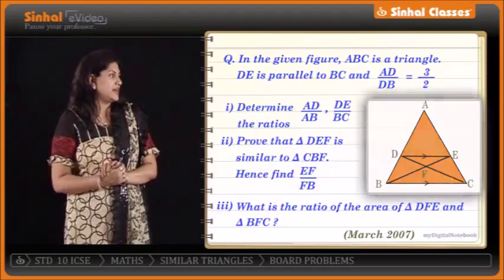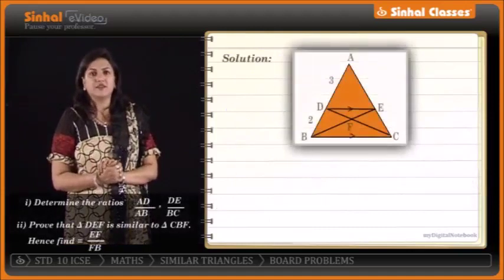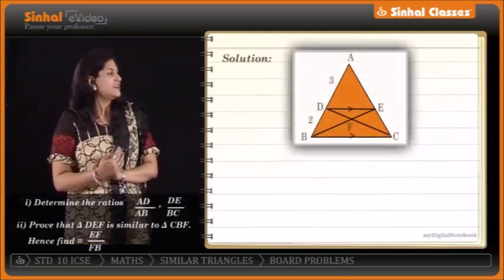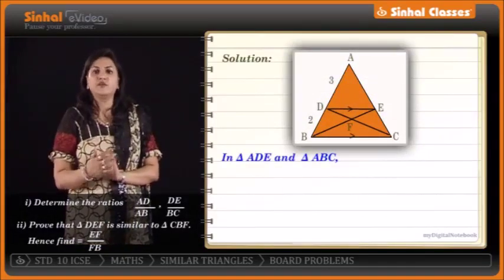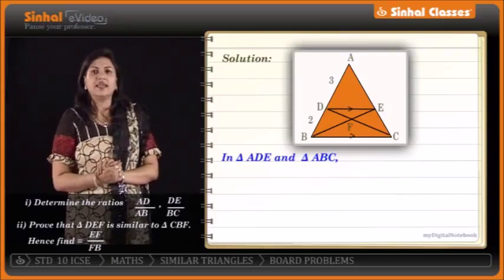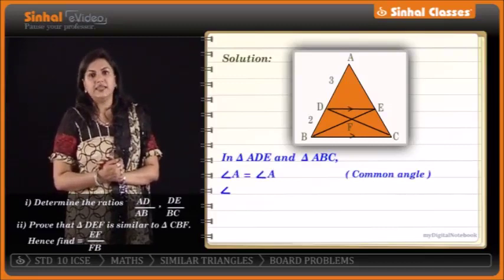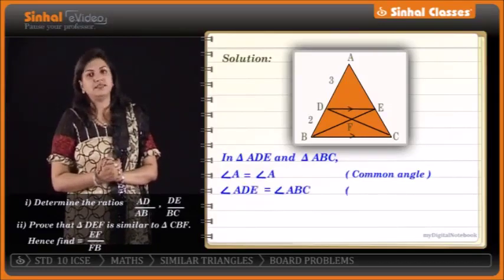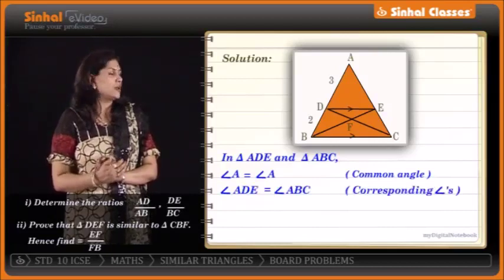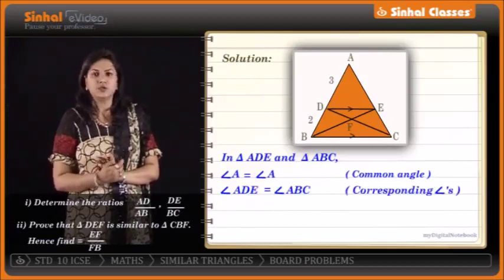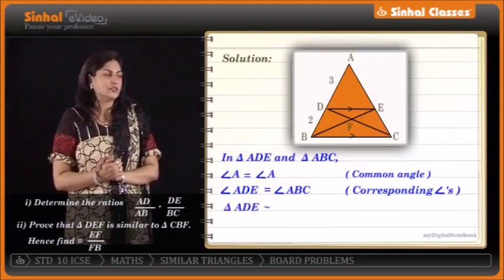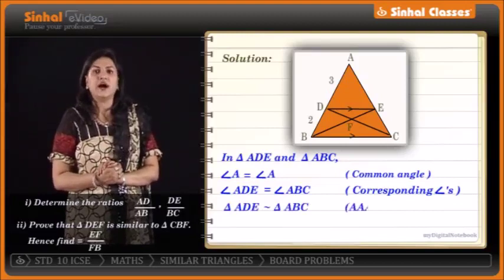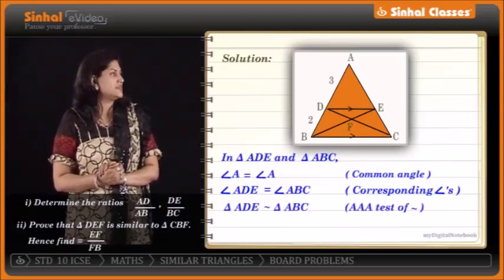We are given the figure with us. Now we take two triangles over here. Which two triangles should we select? Triangle ADE and triangle ABC. We will prove them similar. Here angle A is equal to angle A, the common angle, and angle ADE is equal to angle ABC, corresponding angles, because we are given DE parallel to BC. So we have triangle ADE similar to triangle ABC by AAA test of similarity.